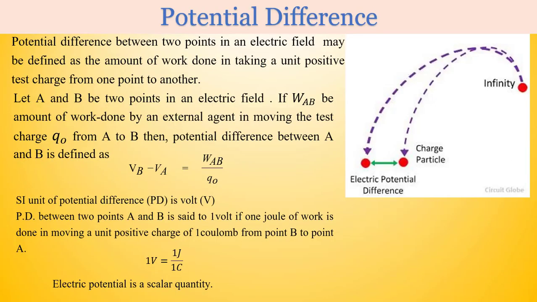So potential difference is another quantity, right? Potential difference is again a very important quantity, just like the electric field. Many times we are not interested in the direction part, we are just interested in the magnitude part, so we can avoid the complication. Vector quantities are a little bit difficult to deal with. So potential difference between 2 points in an electric field is defined as the amount of work done in taking a unit positive test charge from one point to another point, right?